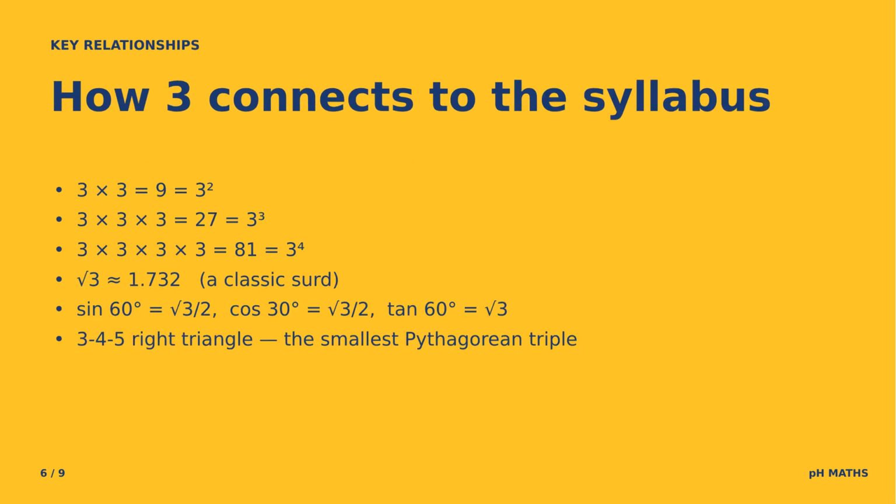Key relationships and how 3 connects to the syllabus. 3 squared is 9. 3 cubed is 27. 3 to the 4th is 81. Root 3 is about 1.732, a classic surd. Sine of 60, cosine of 30, and tangent of 60 are all built from root 3. These are exact trig values you must memorize. And the 3, 4, 5 right triangle, the smallest Pythagorean triple, has a 3 right at the front.